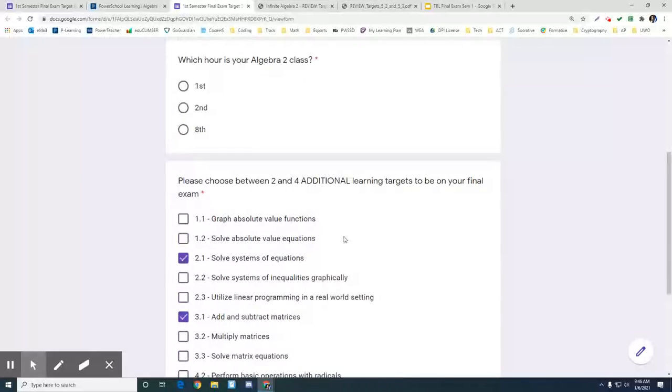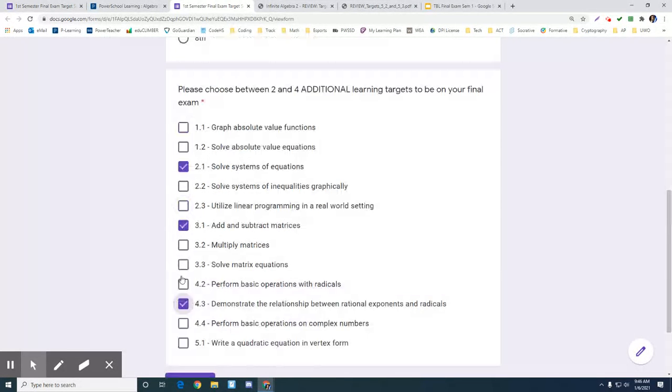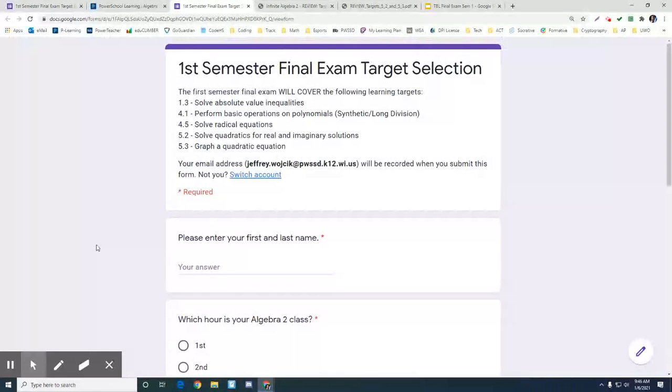If you do change your mind before Friday, so today, what if you rush into it and then you're like, wait, no, I don't want to do 4.3, I want to do 4.2. Just fill out the form again and send me an email so I know to look for your two different submissions, and I'll pick the more recent of the two.